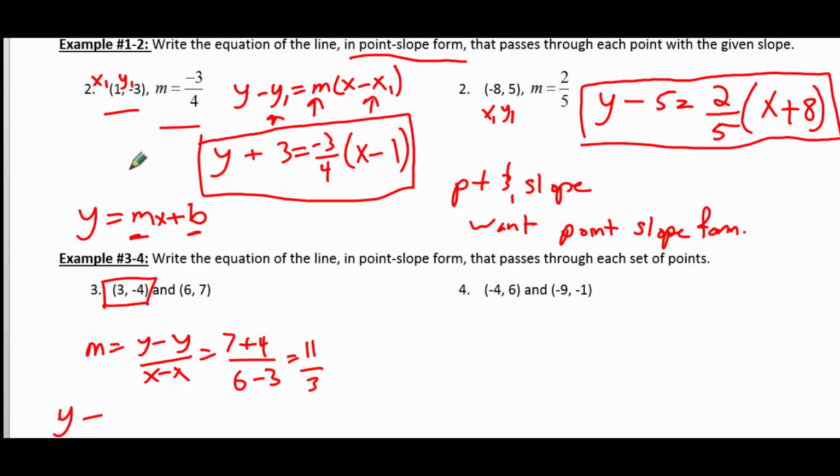So it's y minus my y1, over here. So minus a -4 is +4, equals the slope, which I just found to be 11/3, parentheses, x minus x1, so x minus 3. Now, you might say, okay, well, what if I pick the other point? And I wrote y minus 7 equals my slope, which is 11/3, and then x minus 6.